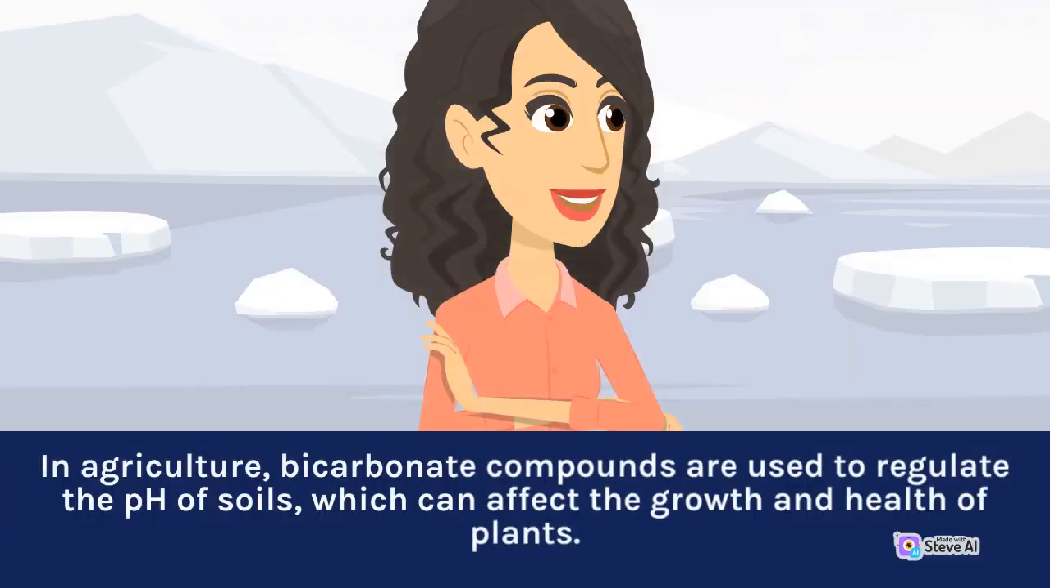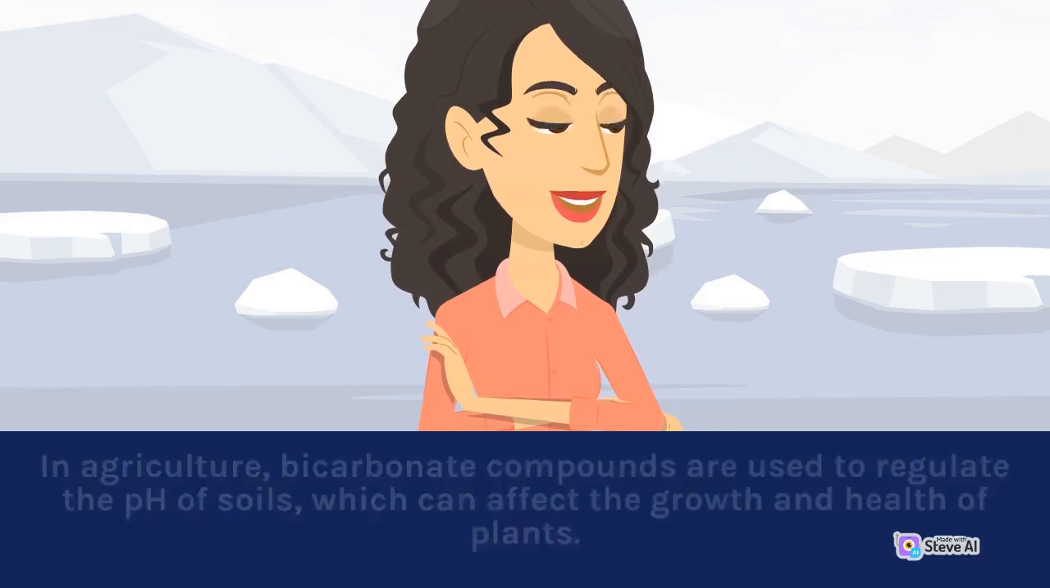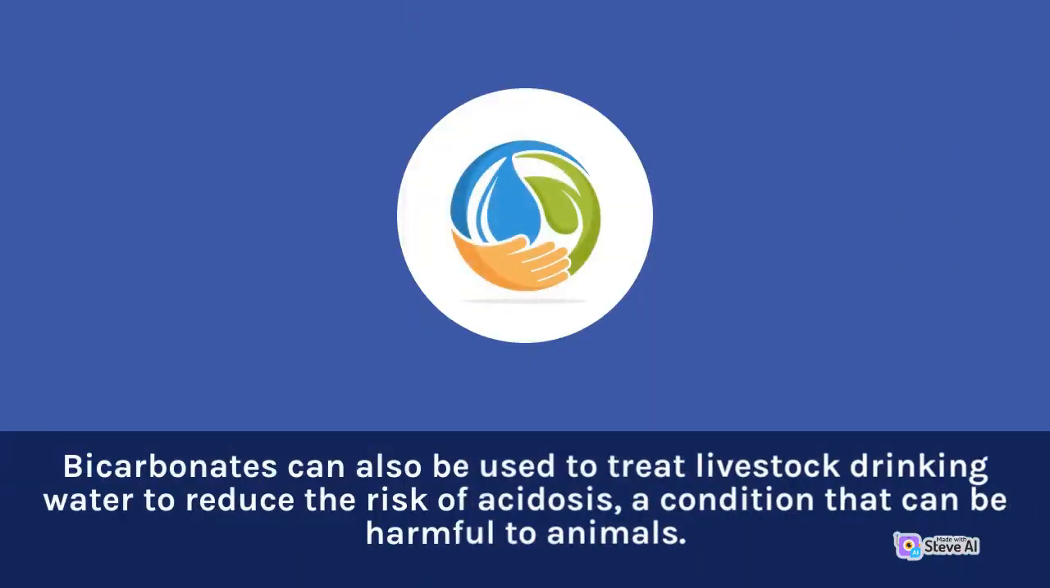In agriculture, bicarbonate compounds are used to regulate the pH of soils, which can affect the growth and health of plants. Bicarbonates can also be used to treat livestock drinking water to reduce the risk of acidosis, a condition that can be harmful to animals.